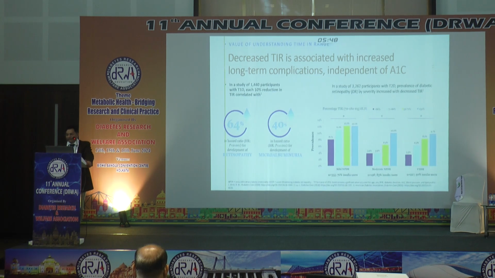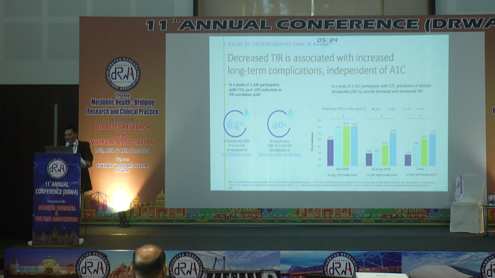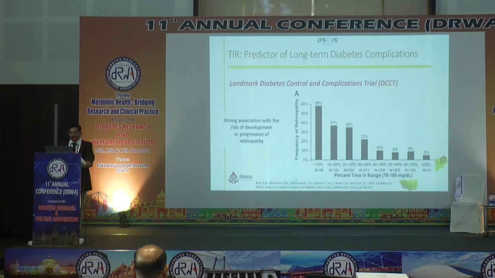There's another data in type 2 diabetes, 3,000 plus patients, where the prevalence of diabetic retinopathy by severity increases with decreasing TIR. So if you have a TIR of more than 86%, whether it's mild NPDR, moderate NPDR, or vision-threatening diabetic retinopathy, if you have TIR in the range of more than 80%, you have reduced risk, versus as the TIR reduces, the risk of retinopathy increases.